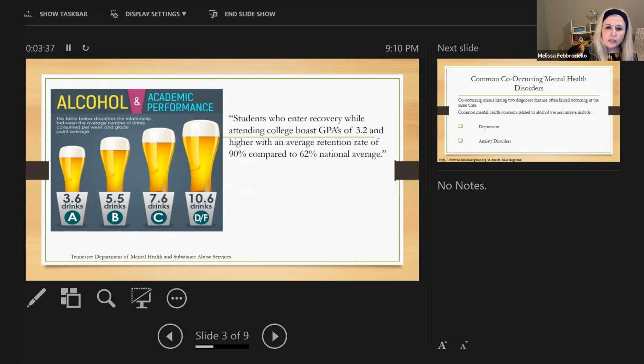And then they're quoted to say that students who enter recovery while attending college boast GPAs of 3.2 and higher, with an average retention rate of 90% compared to the national average of 62%.